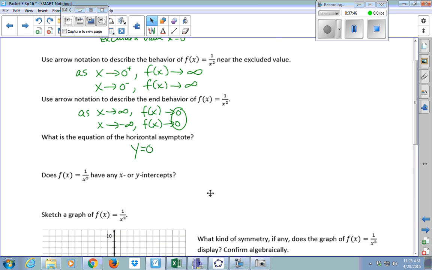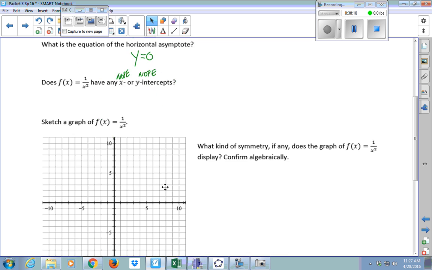Does this have any x-intercepts? Absolutely not, because our numerator is 1. This function can never equal 0, so no x-intercepts. And y-intercepts is when x equals 0. Well, guess what? x equals 0 is excluded from our function, so it has no y-intercepts. So the answer is nope, nope, and nope.